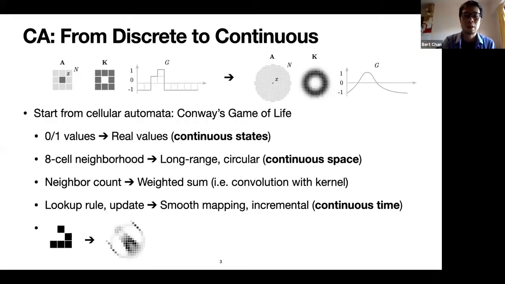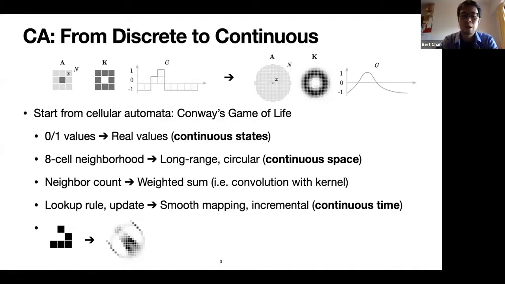So in Lenia, we make everything continuous by generalizing the rules. The 0 or 1 values in each site, we set as a real value between 0 and 1. For the neighborhood, we make a longer range, larger, and circular neighborhood. Instead of counting the Excel neighbors, we do a weighted sum. That means a convolution with a circular kernel.